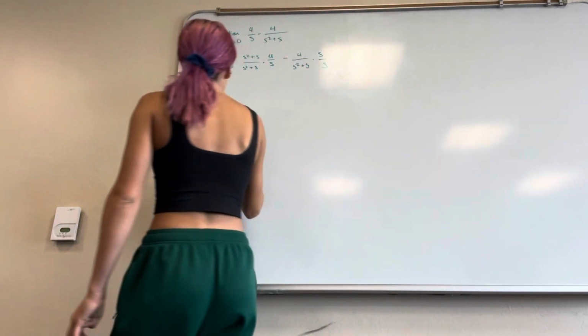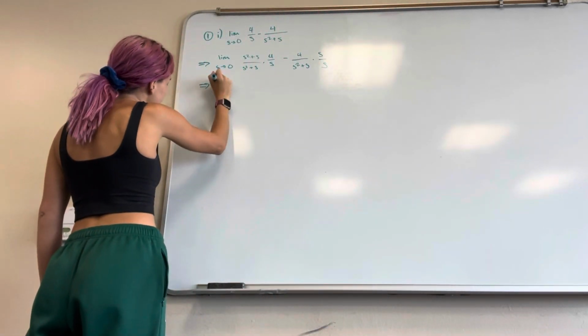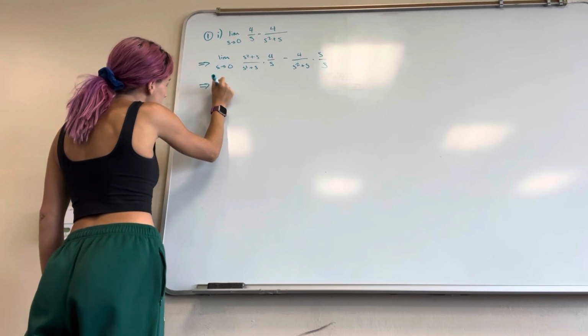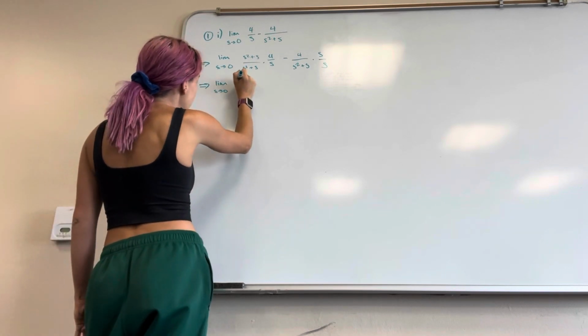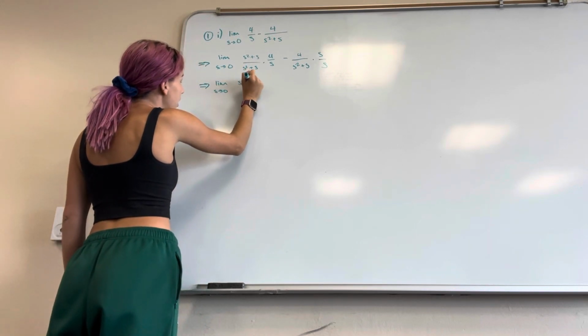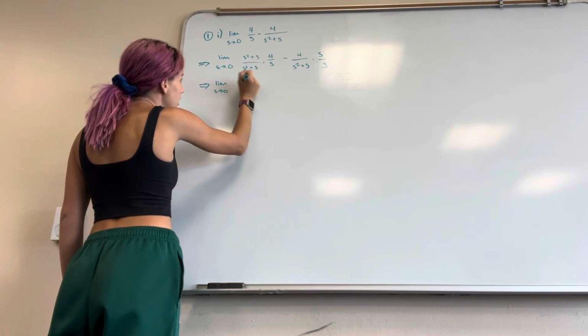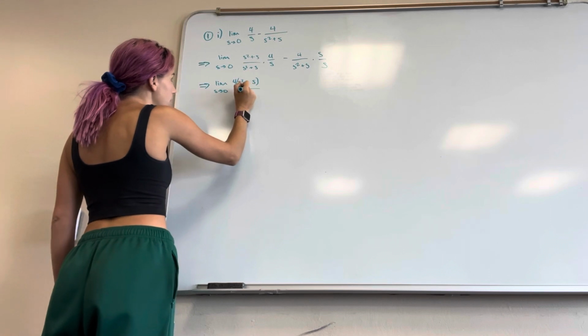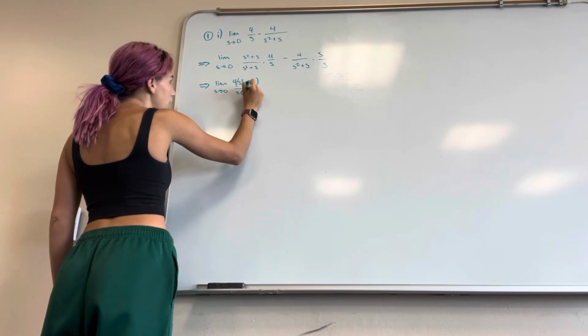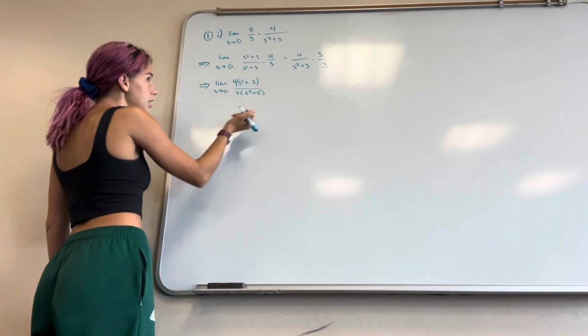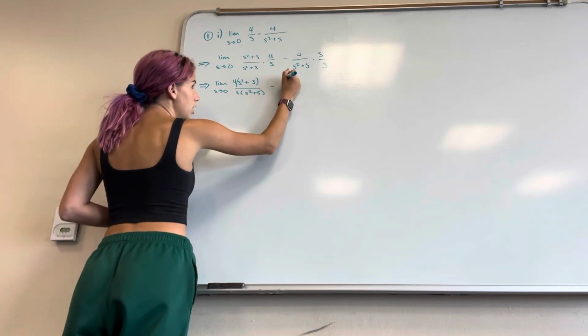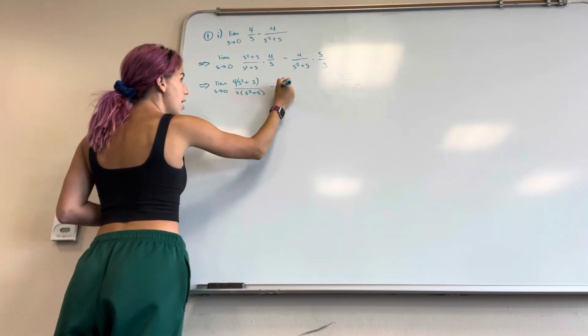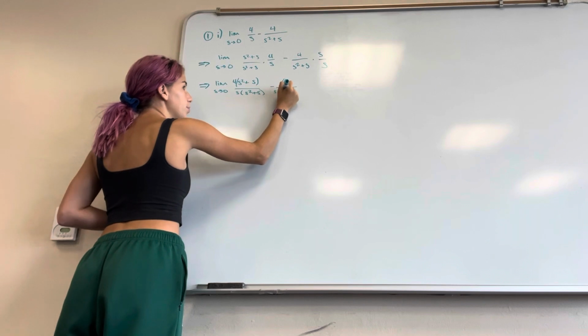So then we can multiply this out. We get the limit of s going to 0. And then here we get s squared plus s. So we get 4 times s squared plus s over s squared plus s times s. Same thing over here. We get 4s on the top, and then the same denominator here.